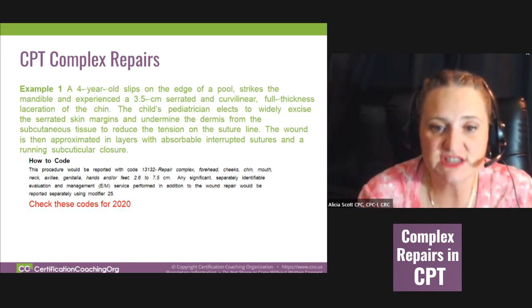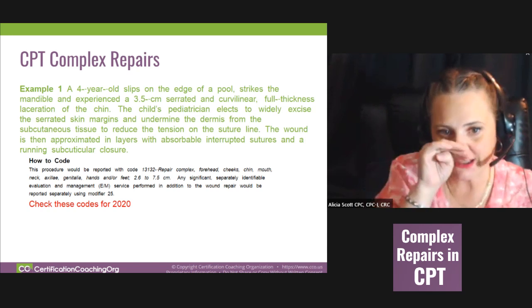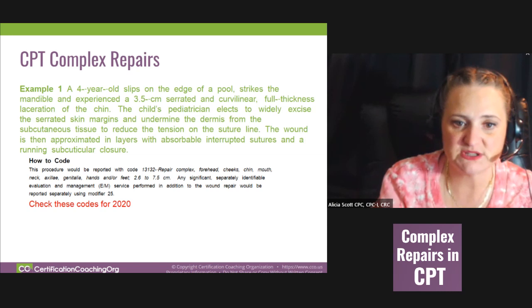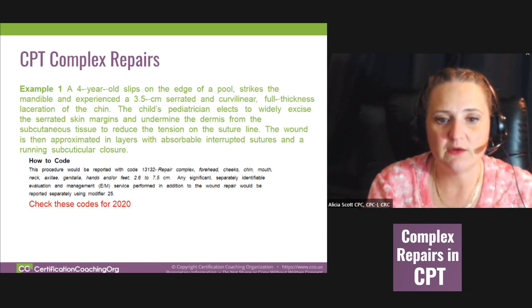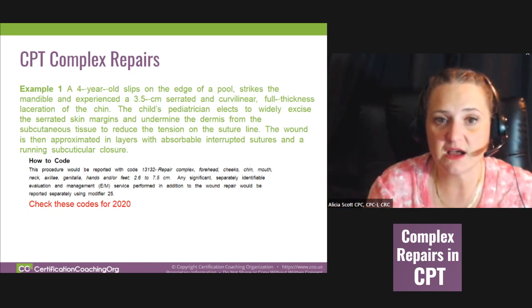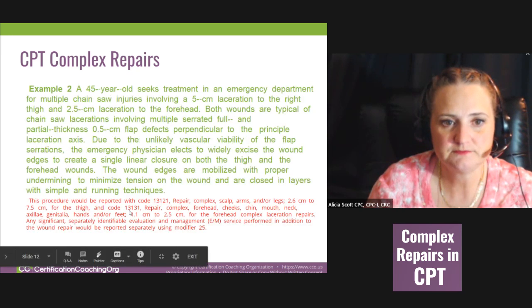So the first thing we have to know is it's a complex repair. Where is it? It's on the face. It's on the chin, actually. And then size, 3.5 centimeters. This is 2.6 to 7.5. And then, of course, you've got your E&M and so on and so forth. So this is complex. Right? Let's look at our next example.